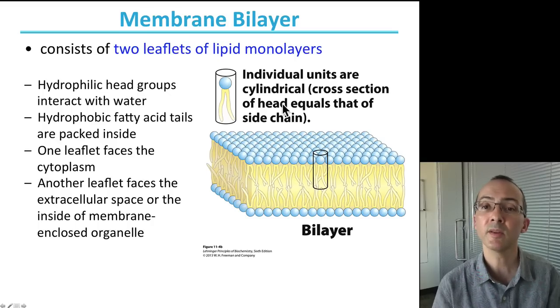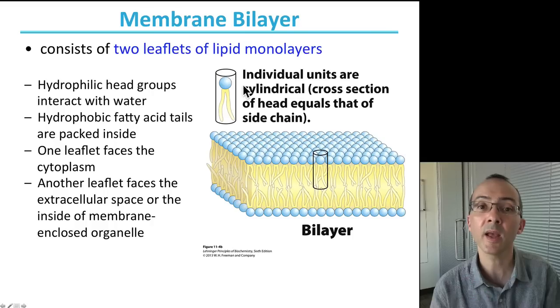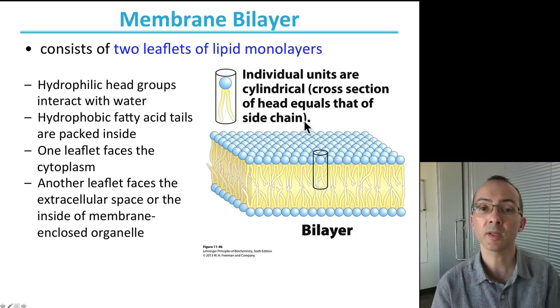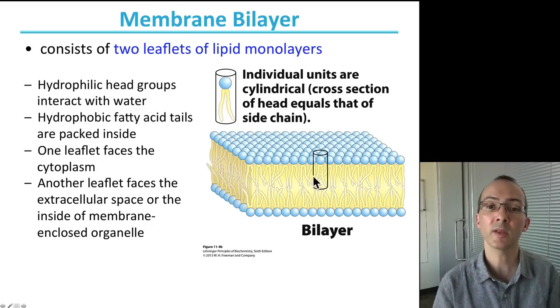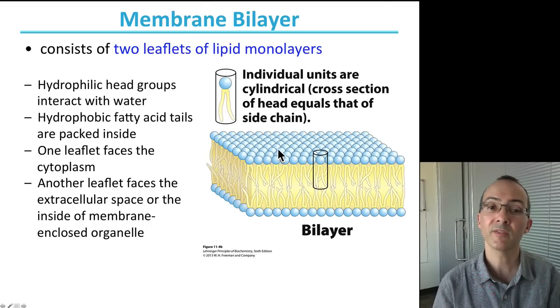In this case, the individual units are cylindrical, meaning the cross-sectional area of the head is about equal to that of the side chain. So the hydrophilic head group here can interact with water on the outside of the bilayer, and the hydrophobic tail is packed on the inside into this hydrophobic environment. One of these leaflets will face the cytoplasm, or the inside of the cell, and the other faces the extracellular environment, or the inside of an organelle within a cell.